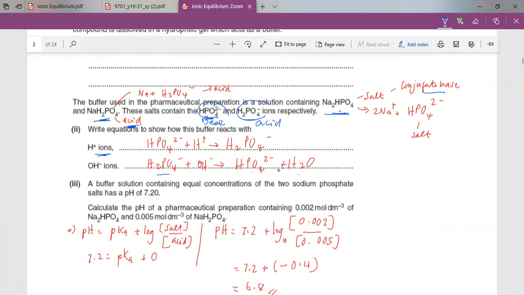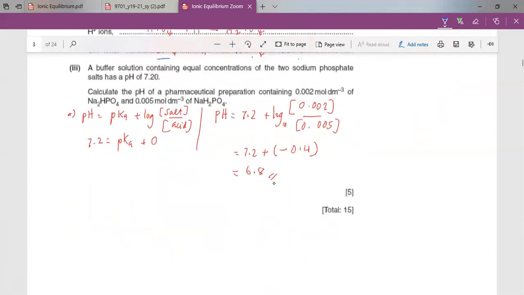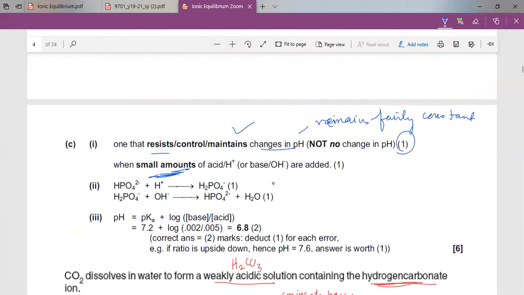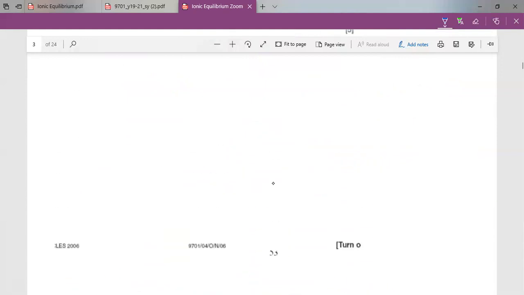You can see the marking scheme. Right, the H plus goes to your HPO4 2-. OH takes away the H plus from H2PO4- to get water and the salt here. So you need to practice it more often to get the hang of this one.